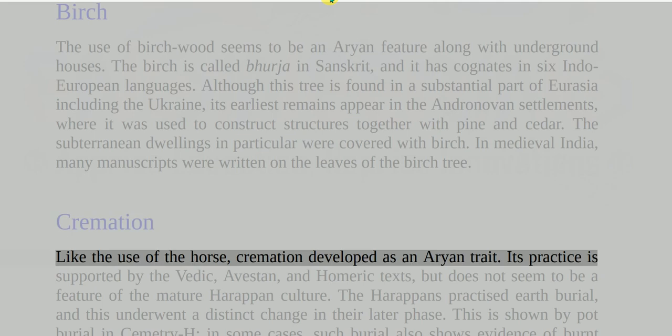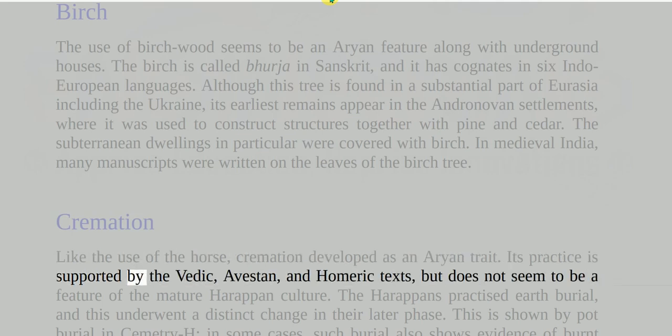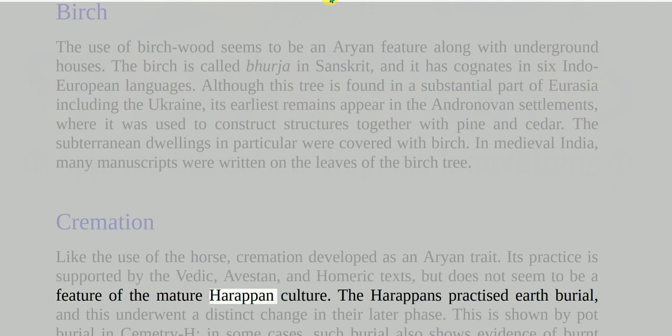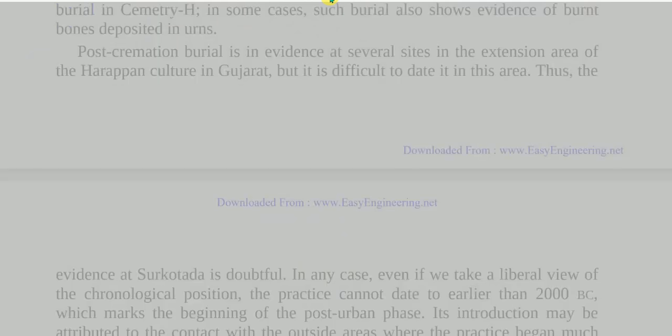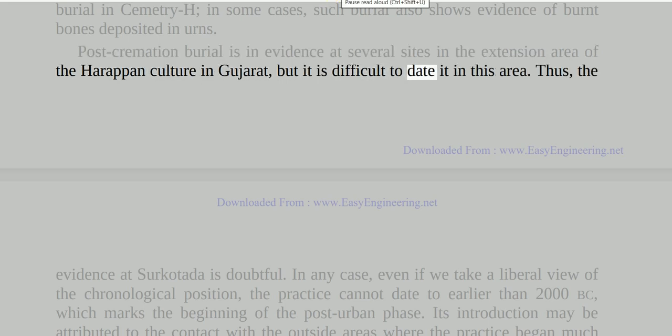Cremation. Like the use of the horse, cremation developed as an Aryan trait. Its practice is supported by the Vedic, Avestan, and Homeric texts, but does not seem to be a feature of the mature Harappan culture. The Harappans practiced earth burial, and this underwent a distinct change in their later phase. This is shown by pot burial in the cemetery H phase. In some cases, such burial also shows evidence of burnt bones deposited in urns. Post-cremation burial is in evidence at several sites in the extension area of the Harappan culture in Gujarat, but it is difficult to date it in this area.